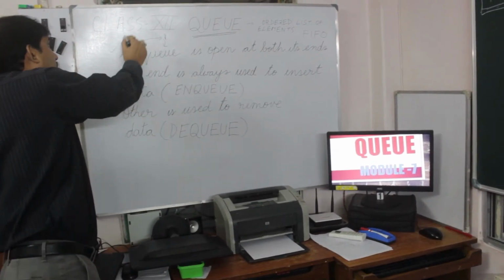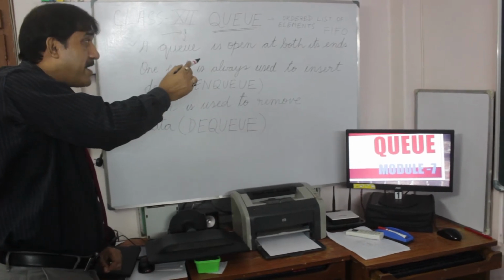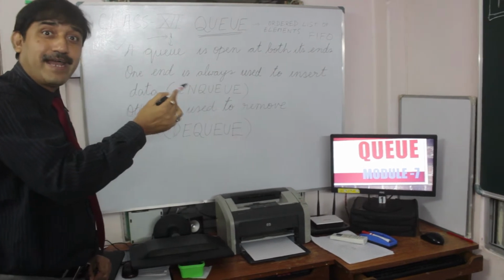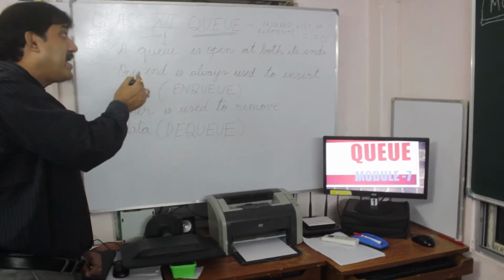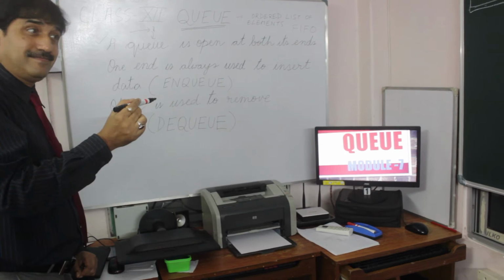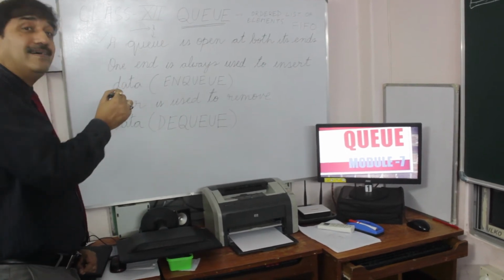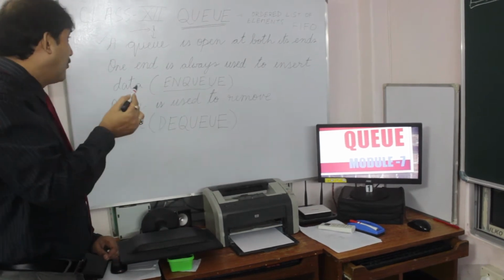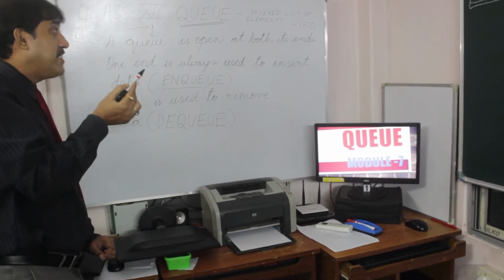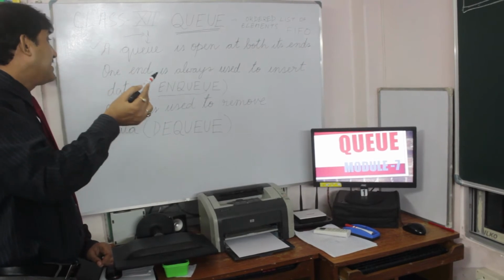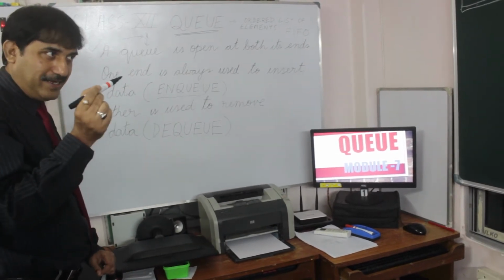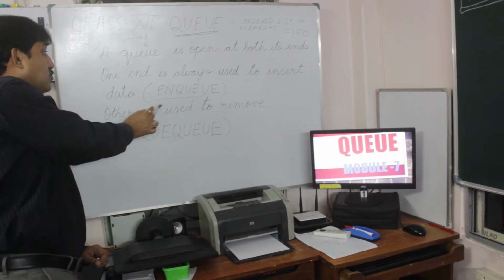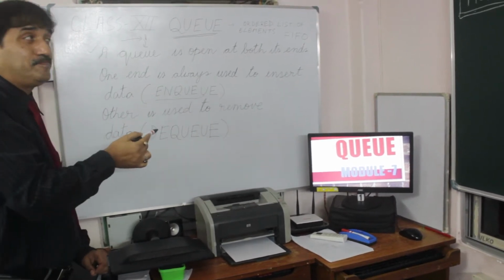Now comes to this point. A queue is open at both ends. One end is always used to insert data, which is called the enqueue. That means the data will be going in, fine, and the other end is used to remove data, that is the dequeue.